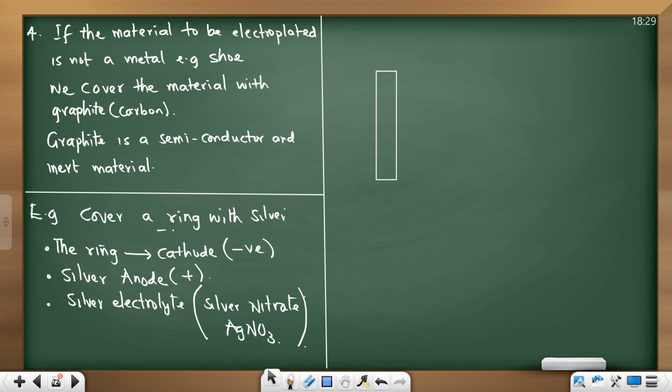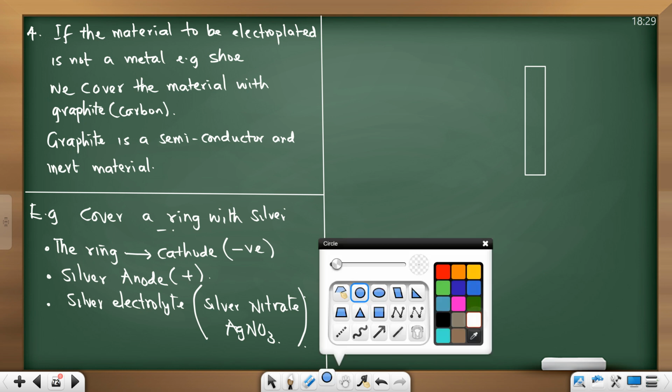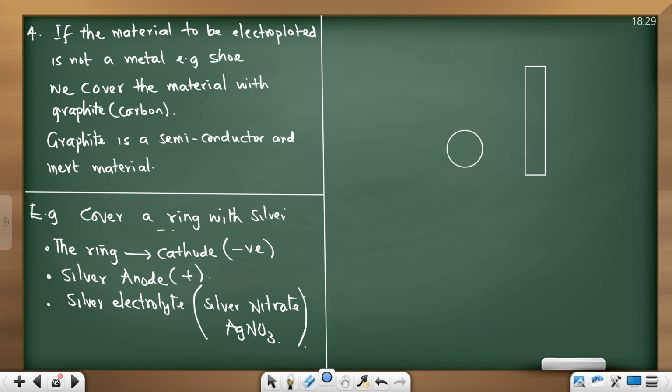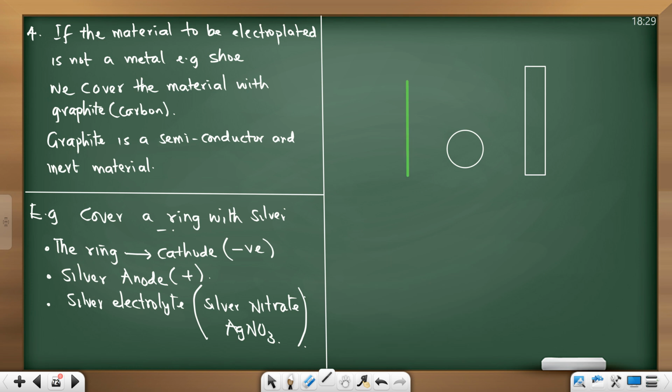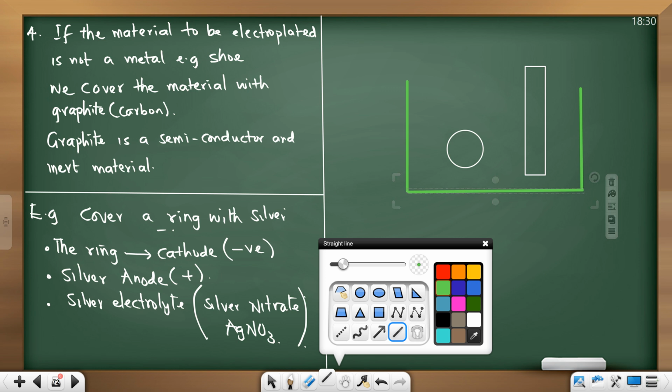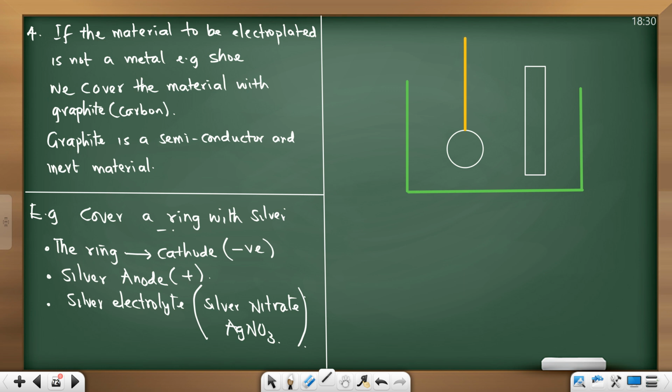Now, I want to put this on the side because I don't want you to think that that would always be the anode. All right, so I have my ring that I want to cover there. I'll have my beaker. And then I'll have my conducting material or a wire.